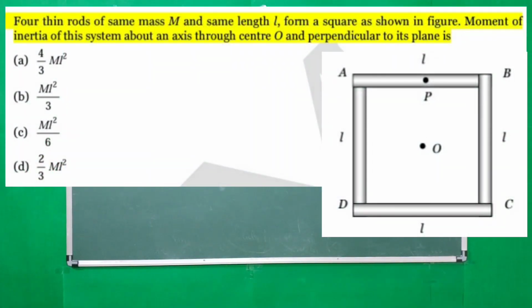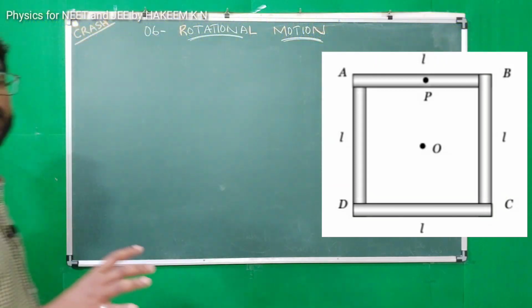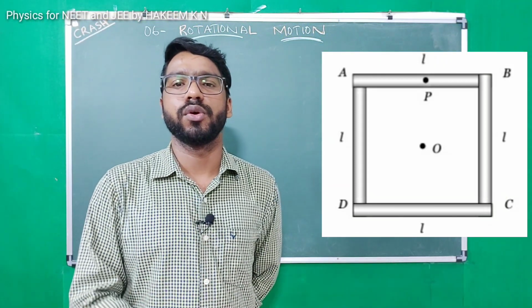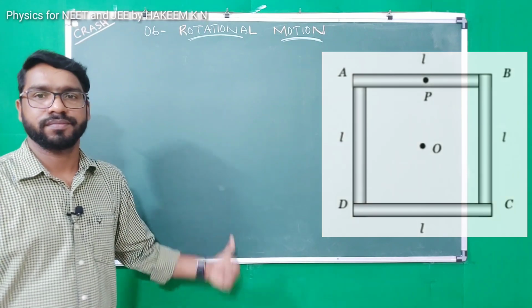Four thin rods of the same mass M and length L form a square as shown in the figure. Moment of inertia of this system about an axis through center O and perpendicular to its plane is: the options are 4/3 ML², ML²/3, ML²/6, 2/3 ML². You just pause the video and try to solve it.